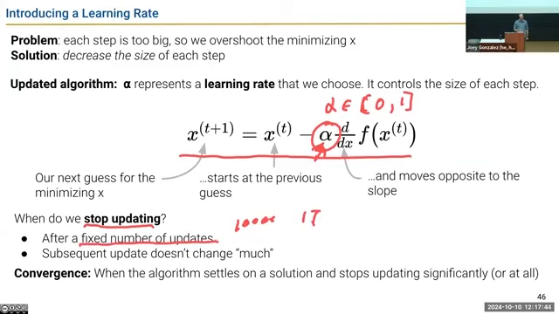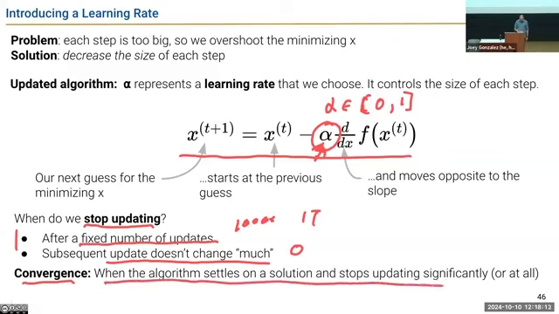Or it doesn't change much. Perhaps the gradient is 0. Does the gradient ever get to be 0? Does slope ever get to 0? In practice, no, but it gets really close. At some point, you're like, that slope is so flat, I'm not going to move anymore because I'm moving so slowly anyways. So these are my 2 reasons to stop. Convergence, big question, out of scope for this class. When the algorithm settles on a solution and stops updating significantly or at all. So yes, you need to know what generally it means to converge. Does this thing converge in general?